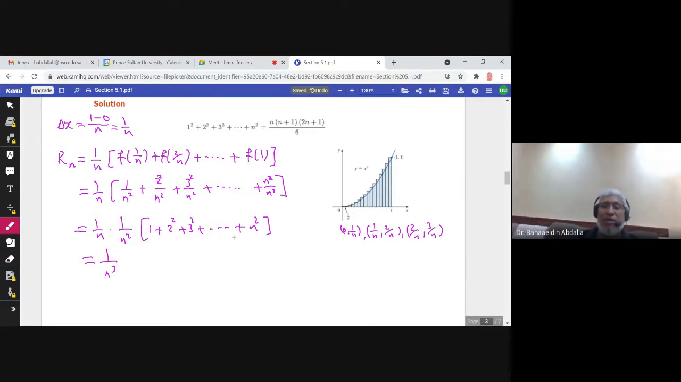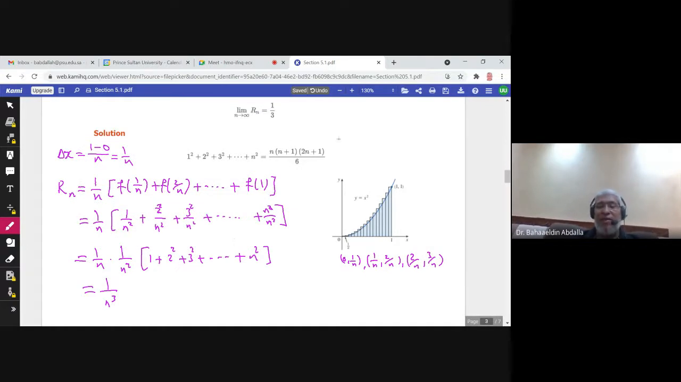And what is this? So here comes this fact. We can prove this easily using mathematical induction or other types of proofs. This is a famous formula. Adding 1 square plus 2 square plus 3 square up to n square is equal to n times n plus 1 times 2n plus 1 over 6. So I can replace this sum by n times n plus 1 times 2n plus 1 over 6.